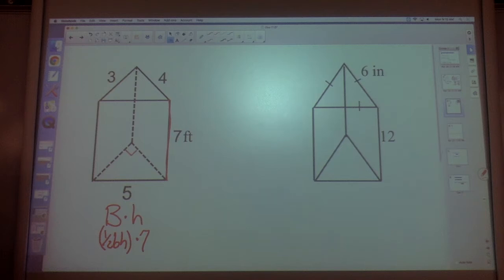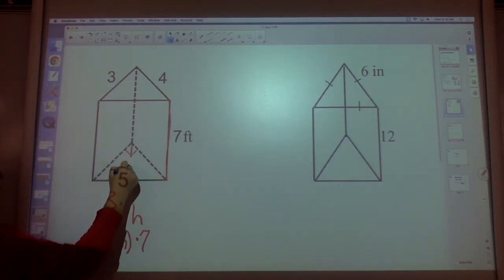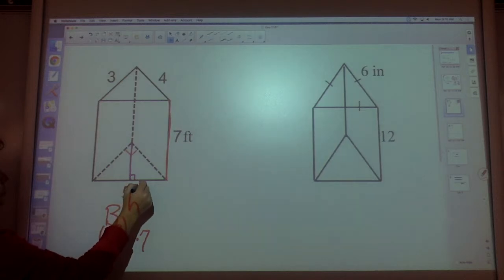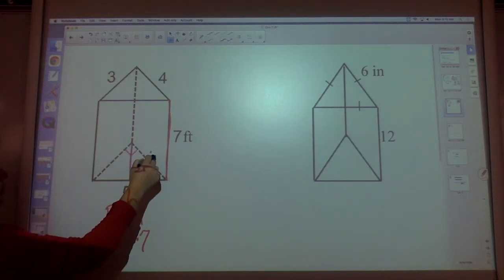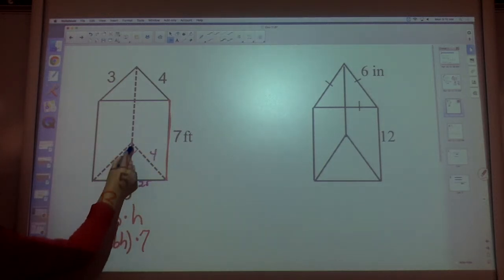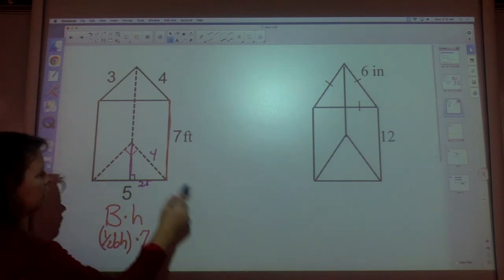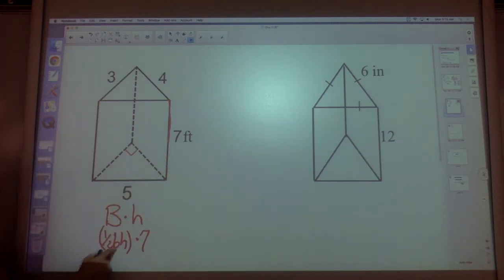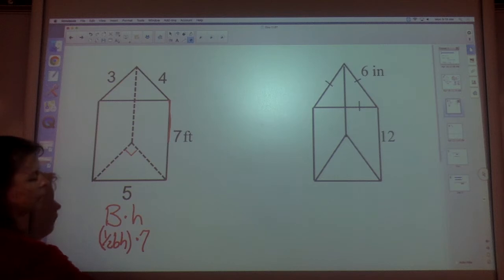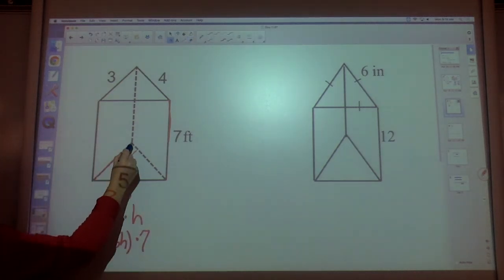Half the base times the height. Be careful on this one. Too many say that the base is the bottom, and then you would take this 5, and you would try to cut it in half, and then you'd make this 2.5, and then you would do the Pythagorean theorem. Yeah, you'd get there, and you'd find the height of this triangle. But remember, base times height of a triangle are perpendicular, and you already have a right triangle.